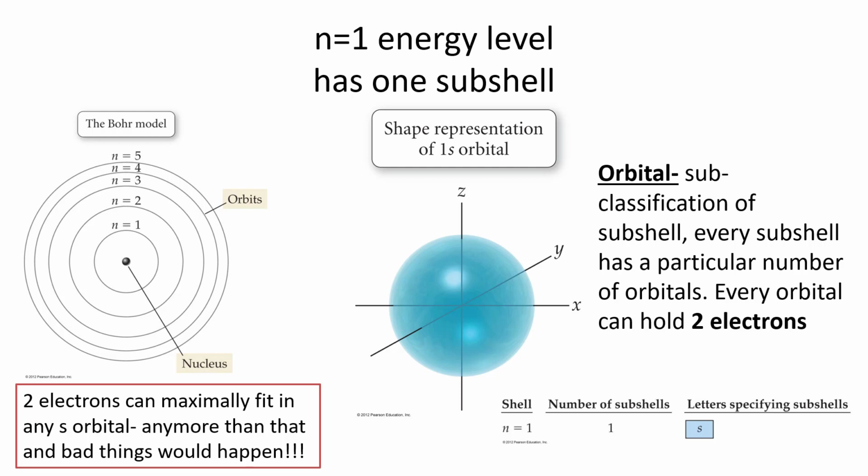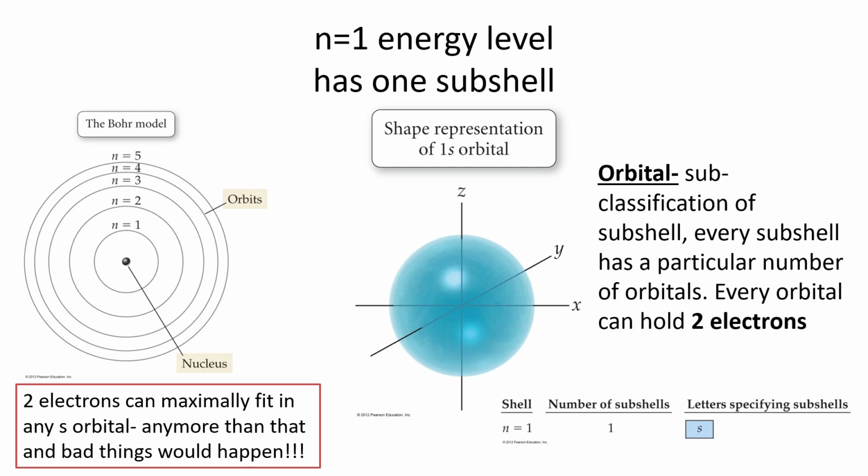And so an s is simply a spherical subshell. It has orbitals that are spherical. What is an orbital now? An orbital is a subclassification of subshells. So every subshell has some number of orbitals. But the important part here is that orbitals can maximally hold 2 electrons. Okay, you can't put any more in there. You can put less, you can put 0, 1, or 2, but you cannot put 3 or bad things would happen. All right, so any orbital contains 2 electrons.